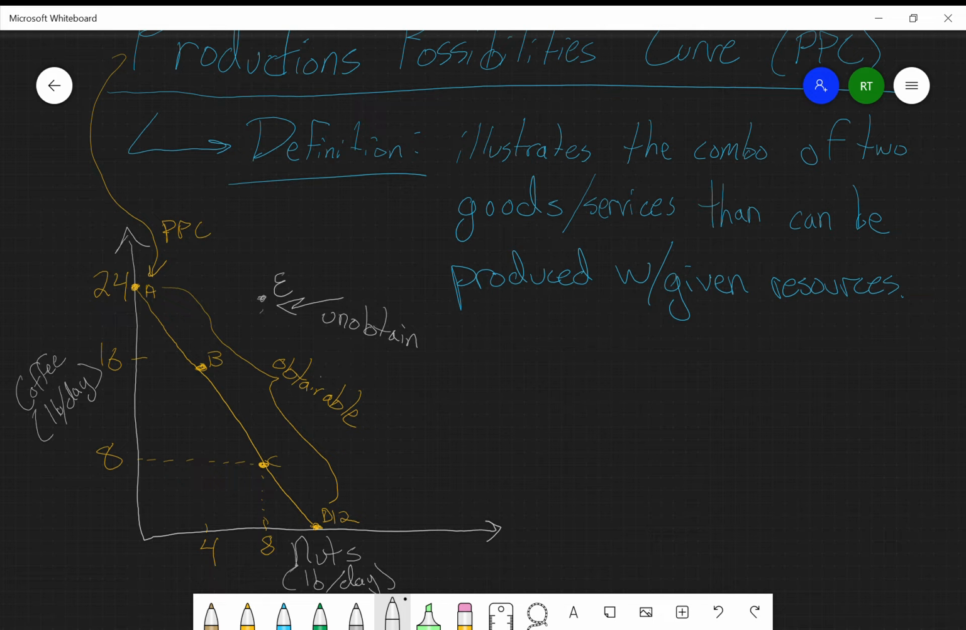So unobtainable, not unobtainium. Unobtainable, right? Can't have it. We just can't have it. Given the existing constraints, existing technology, so on and so forth, we can't have point E.